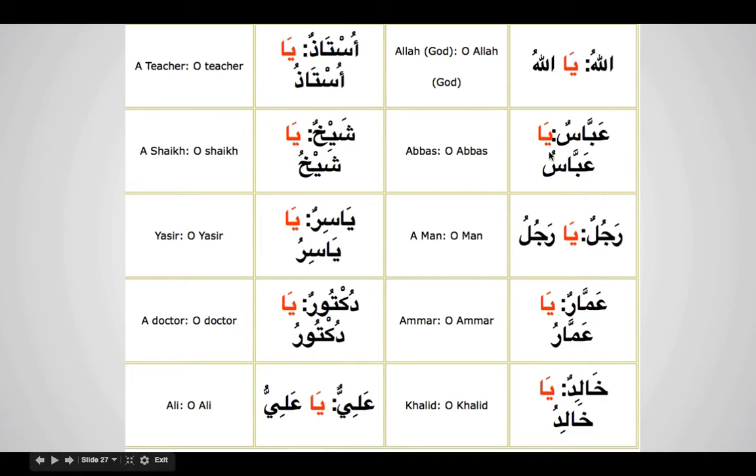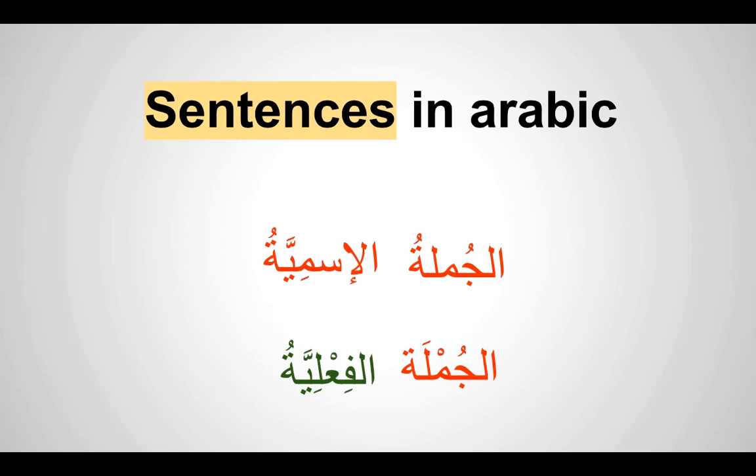So we don't say ya Abbasun, we say ya Abbasu. Rajulun is indefinite with double dhamma, but we say ya Rajulu. Ammarun has double tanween, but it becomes ya Ammaru, and so on and so forth. So when it comes to ya, harfu nida, the munada is definite and will have a single dhamma, inshallah.